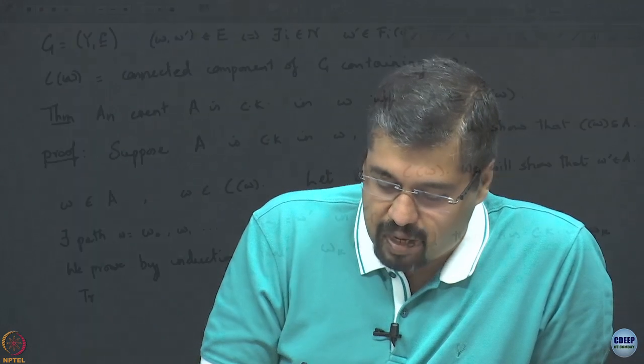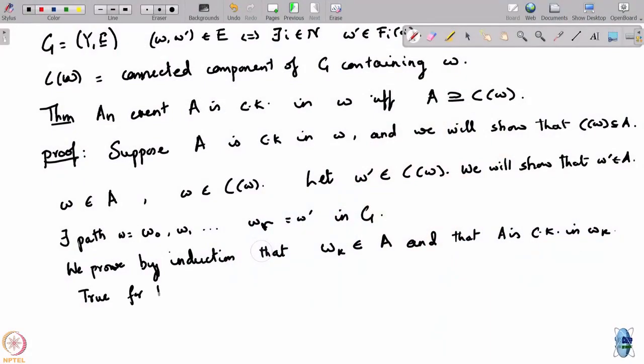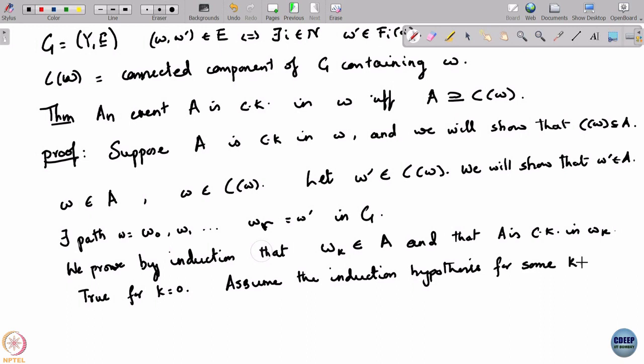Okay, so this is trivially true for k equal to 0. Why is it true for k equal to 0? Because we said that omega 0 is omega, and A is assumed to be common knowledge in omega. So this is true for k equal to 0. Now, assume the induction hypothesis for some k greater than 0. Now, there exists a player i in N such that omega k plus 1 belongs to Fi of omega k.